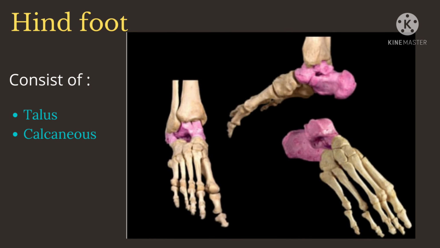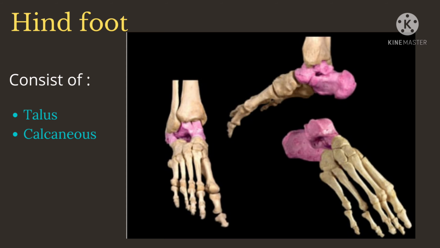The hindfoot consists of only the talus and calcaneus. The first one we studied was the calcaneus, the second was the talus. In the diagram, as you can clearly see, the first one is the calcaneus bone, second is the talus bone. This is the hindfoot, which is present proximally and posteriorly, behind the tibia and fibula, which are protruding outside.